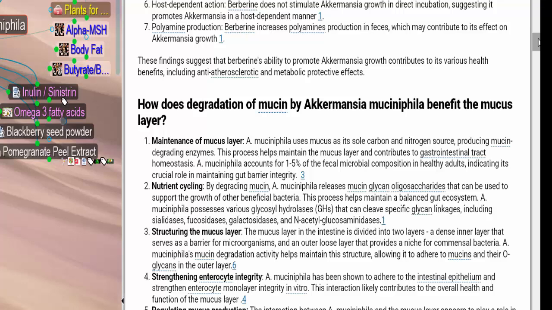Well, maintenance. Akkermansia uses mucus as its sole carbon and nitrogen source, producing mucin-degrading enzymes, and that process helps maintain the mucus layer and contributes to gastrointestinal tract homeostasis. Akkermansia accounts for between 1 and 5% of the fecal microbial composition in healthy adults. It's also involved in nutrient cycling. By degrading mucin, it releases mucin-glycan oligosaccharides that support growth of other beneficial bacteria, and that helps maintain a balanced gut ecosystem. Structuring the mucus layer.